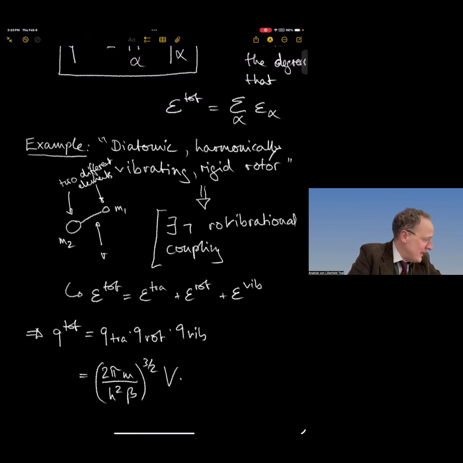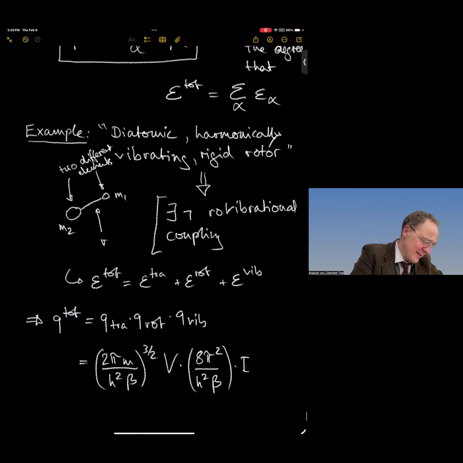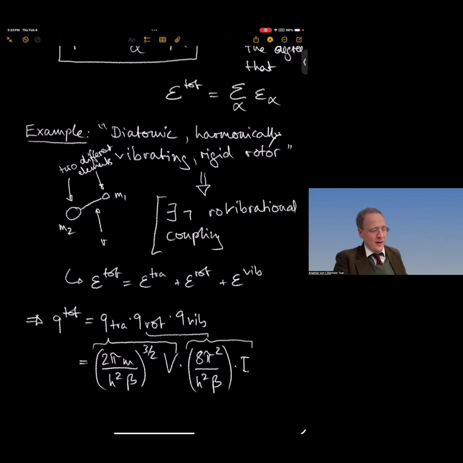And now we have 8 pi squared over h squared beta times I. So this is something you haven't seen yet. This is the rotational partition function, I being the moment of inertia.